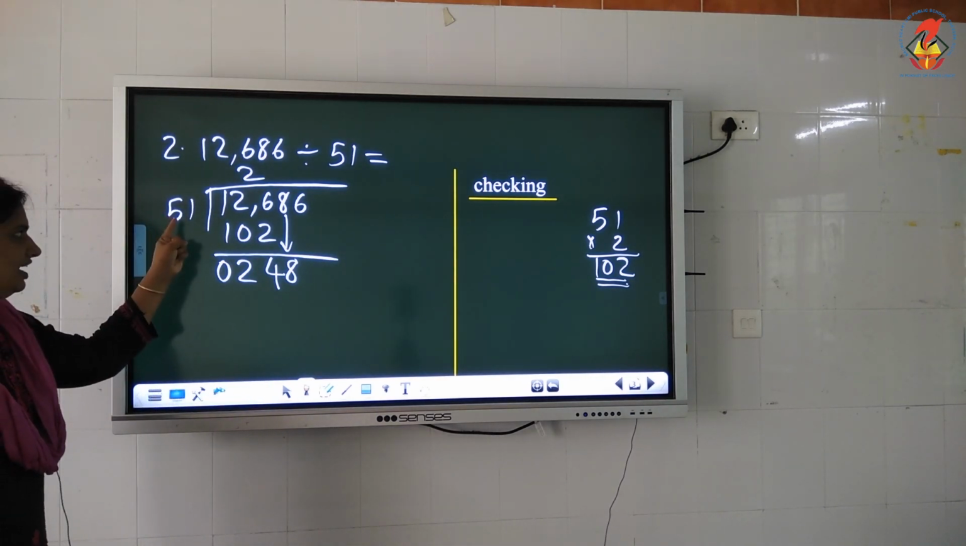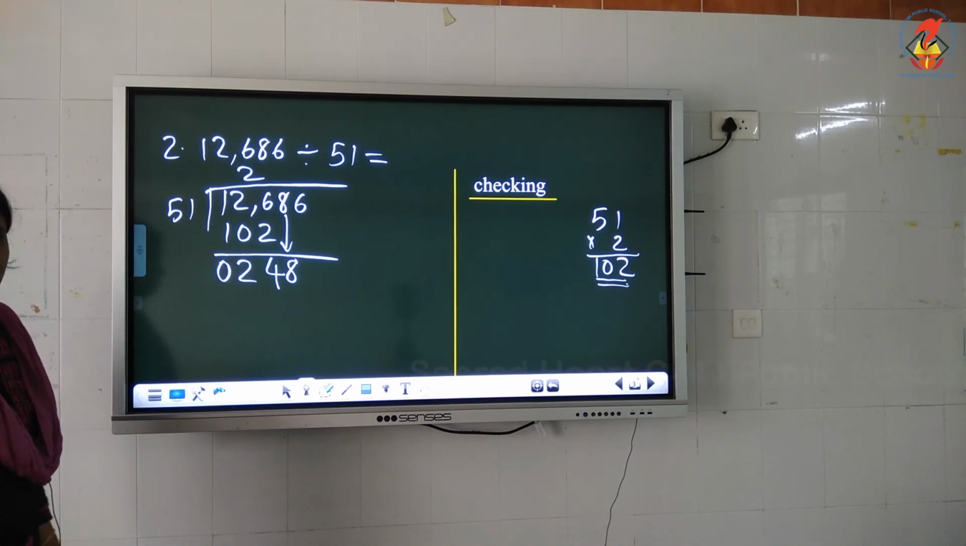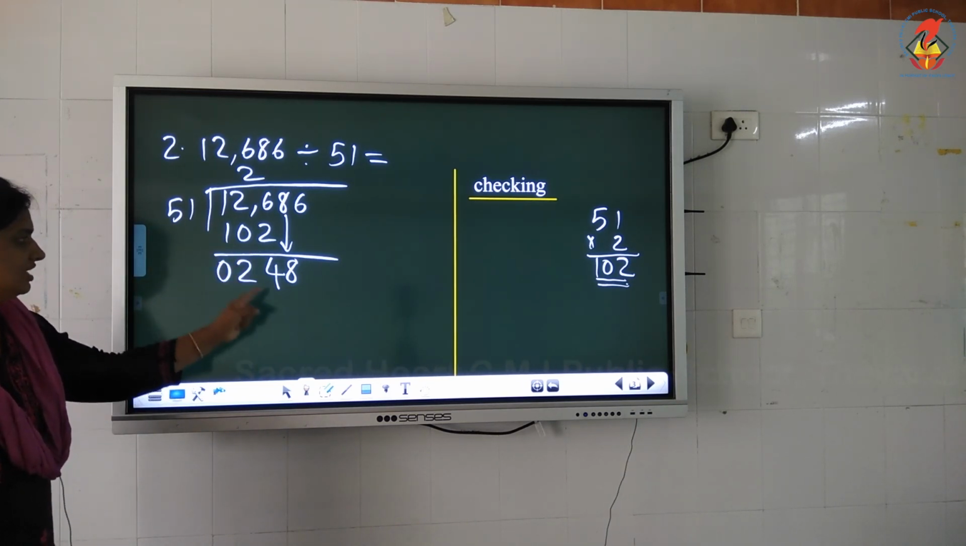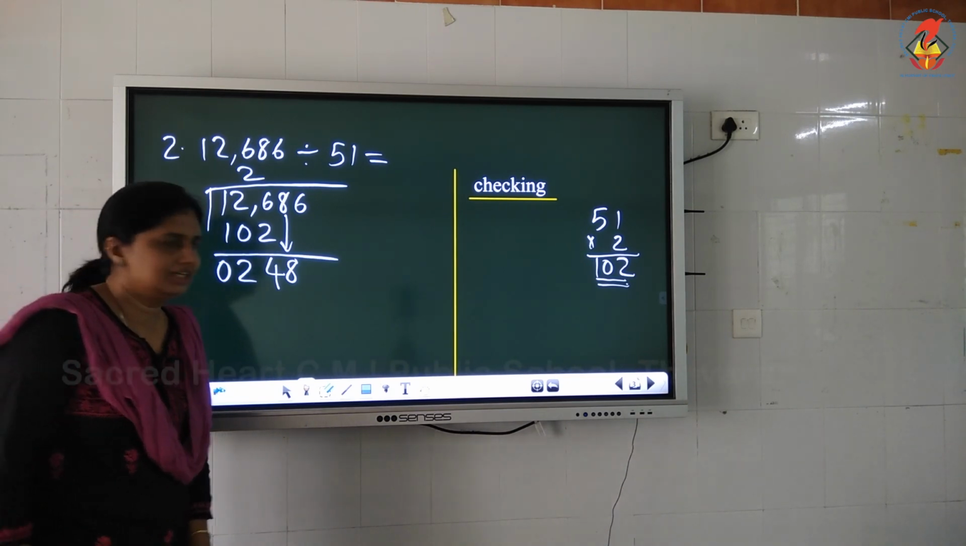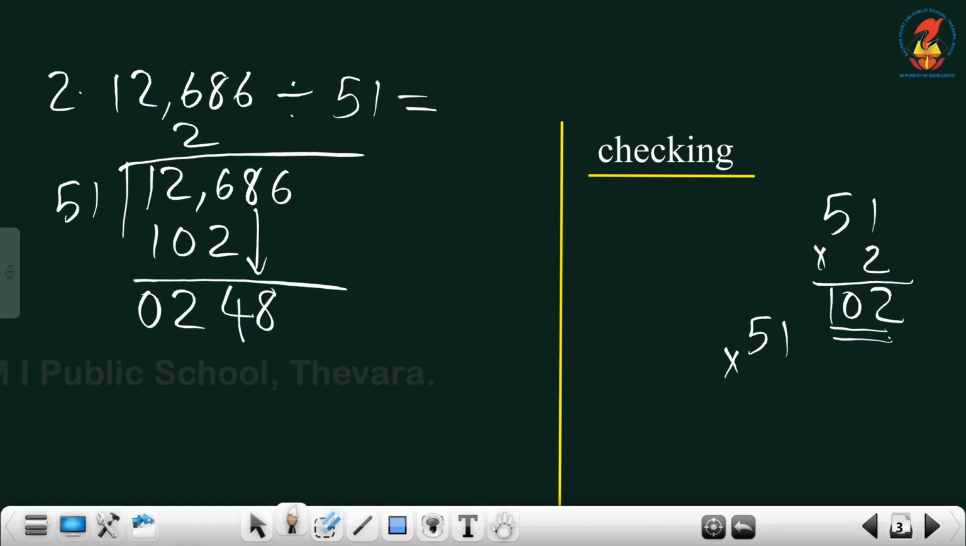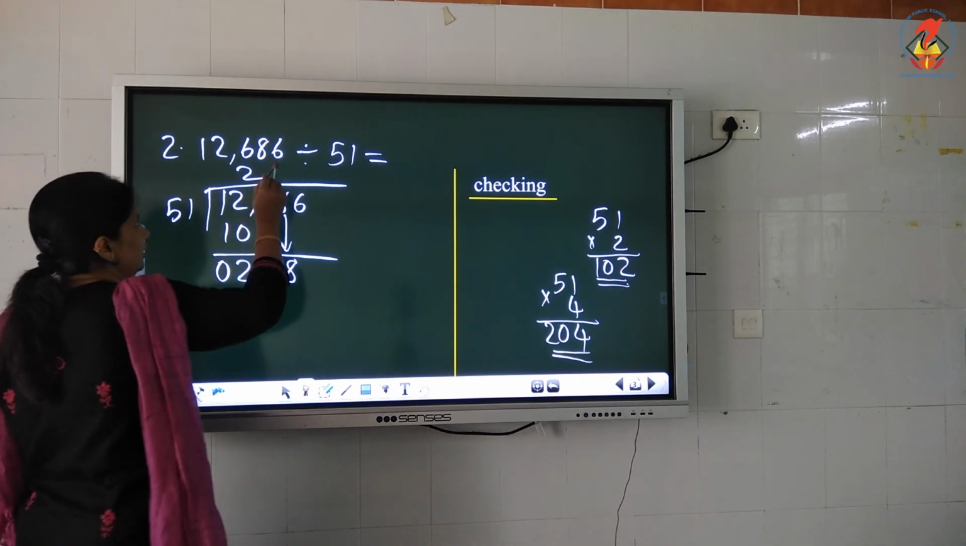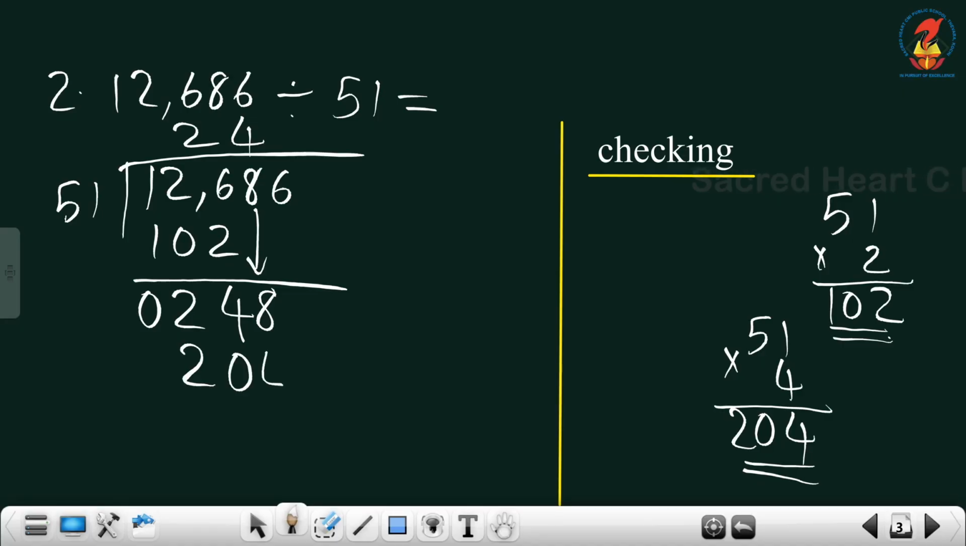248. After that, again I need to take which multiplication table only? Divisor's multiplication table. 51 twos I got 102. I need to check how much is the 248. 51 into which number? 51 into 4 we can check because bigger number only, right? 4 ones are 4, 5 fours are 20. Is it? 51 fives is bigger than this number. So I need to take what? 51 fours are 204.